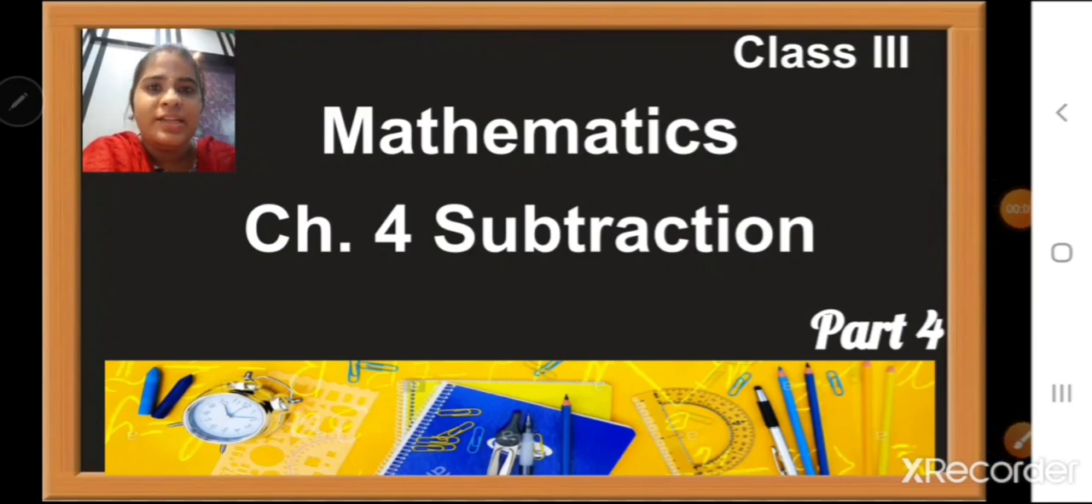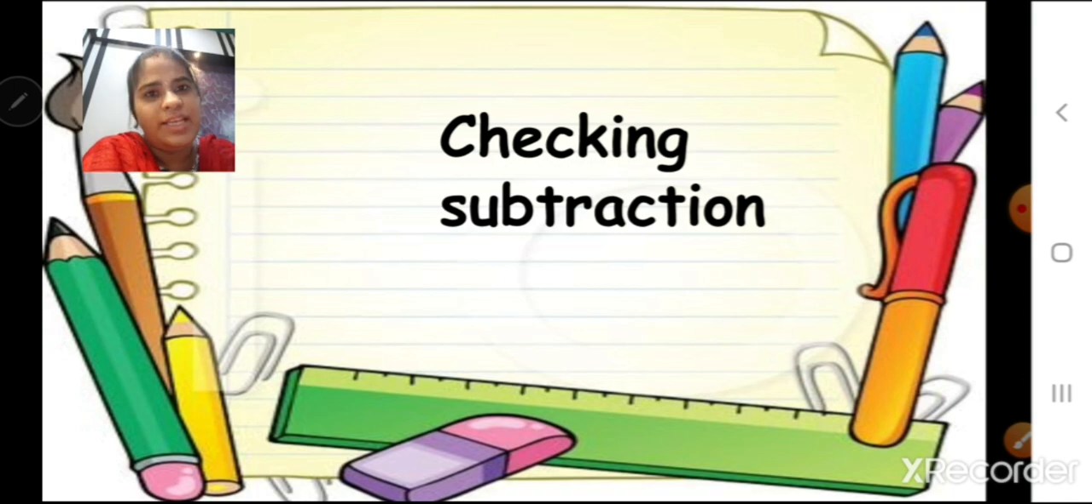Children, we have started with chapter number 4, subtraction. In this chapter, we have already studied subtraction facts, subtraction with borrowing, and without borrowing. Now today, we are going to learn something interesting. You know how to solve a subtraction question, right? But sometimes we wonder whether our answer is correct or not. So today we are going to learn how to check whether our answer is correct or not. So our topic for today is checking subtraction.